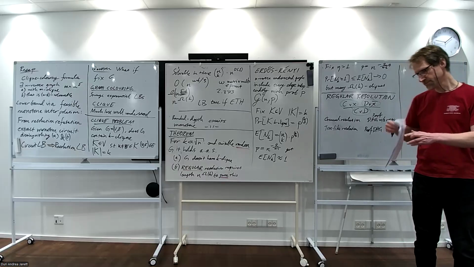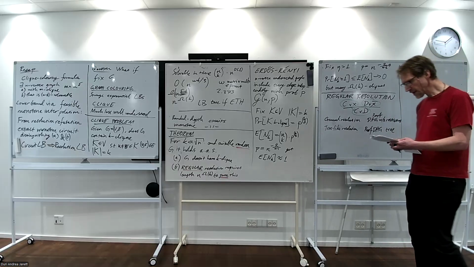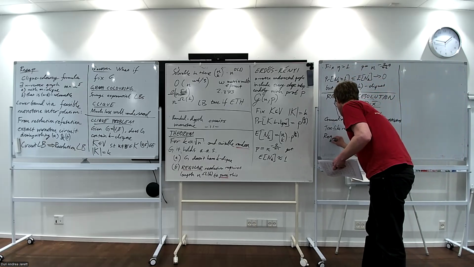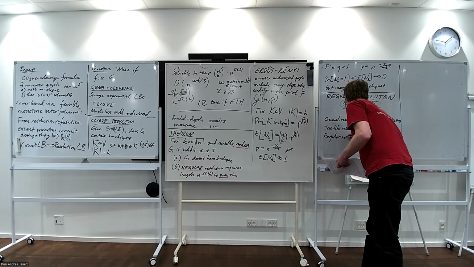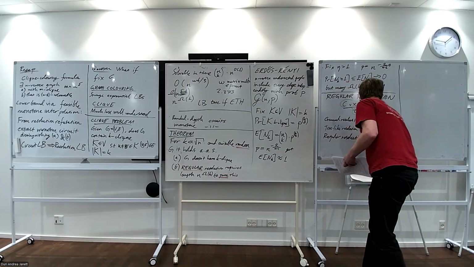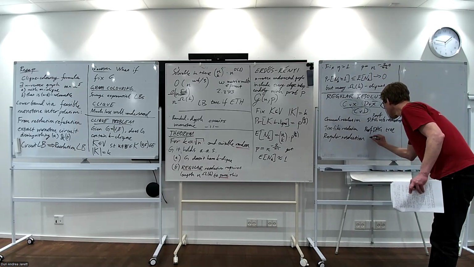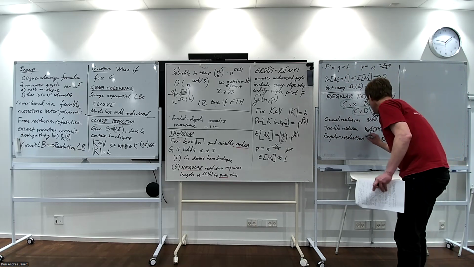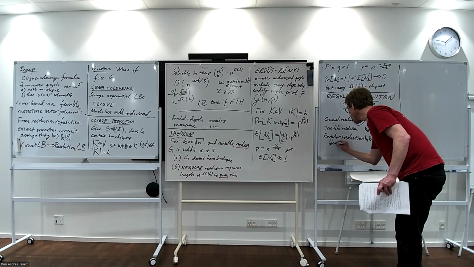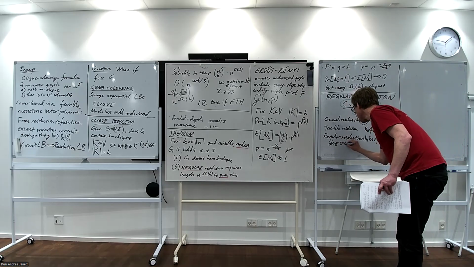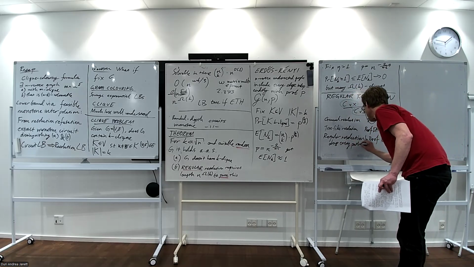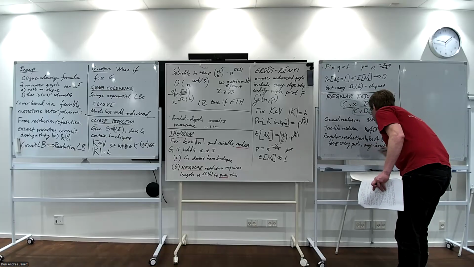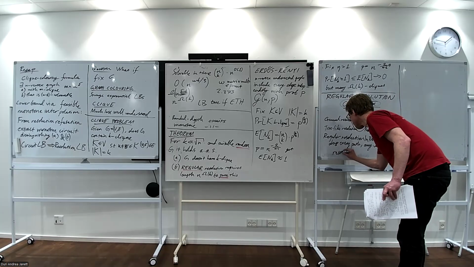But what is regular resolution? So regular resolution is the following. We still have a proof DAG. It doesn't have to be a tree, but in the proof DAG, along every path, any variable is resolved at most once.